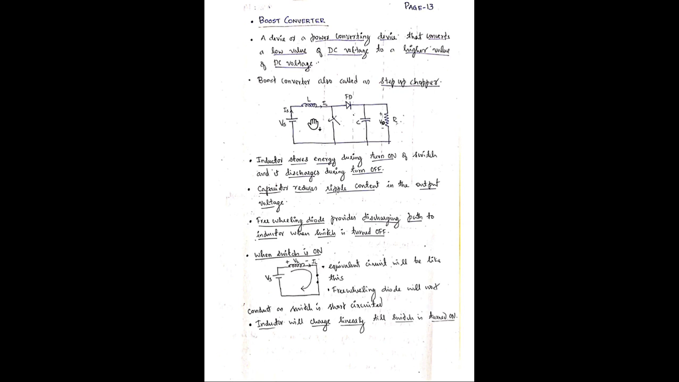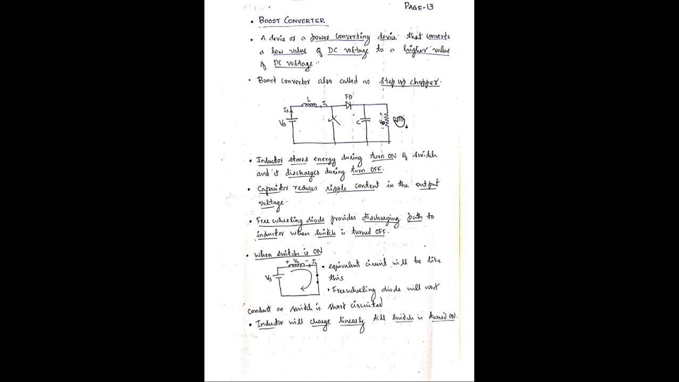So this is the circuit for the boost converter. Here you can see the source, then the inductor is connected, then a switch is connected in parallel, then a freewheeling diode, then the capacitor, then the load. The inductor will store energy during turn on, and it will discharge the stored energy during the turn off time. It will be charging during turn on time due to Vs, and it will be discharging the stored energy during turn off.